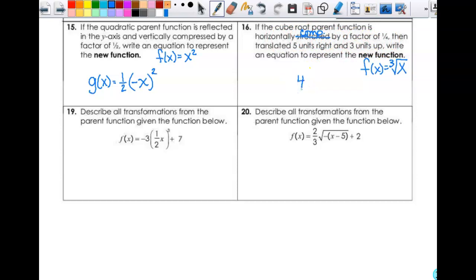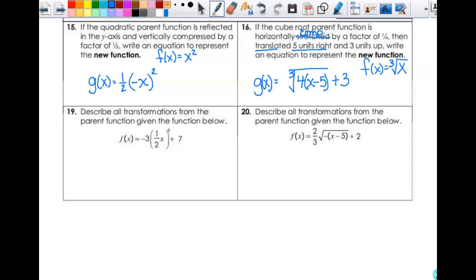And then I'm translating 5 units right. That also affects x. This has to be in parentheses, x, and since x lies, it's subtraction to go to the right. And then it says 3 units up. Well, that's going to be outside. All of that stuff has to be inside the cube root, and then outside the cube root, I have a +3. That is my new function.